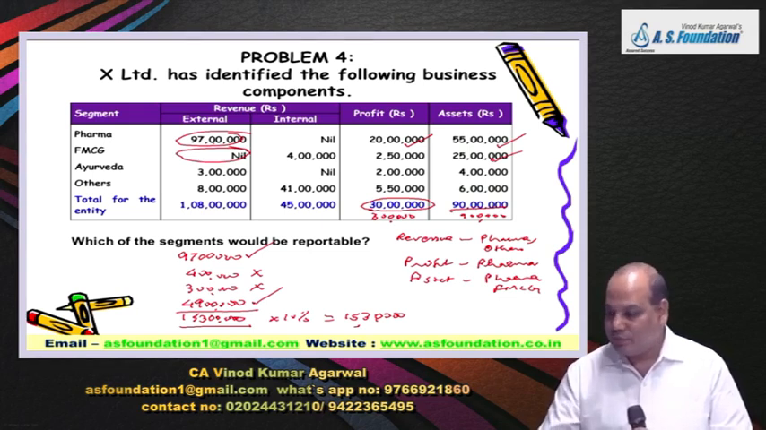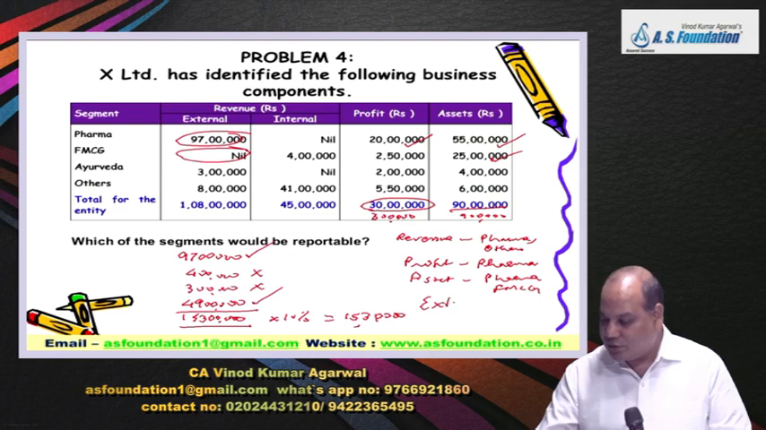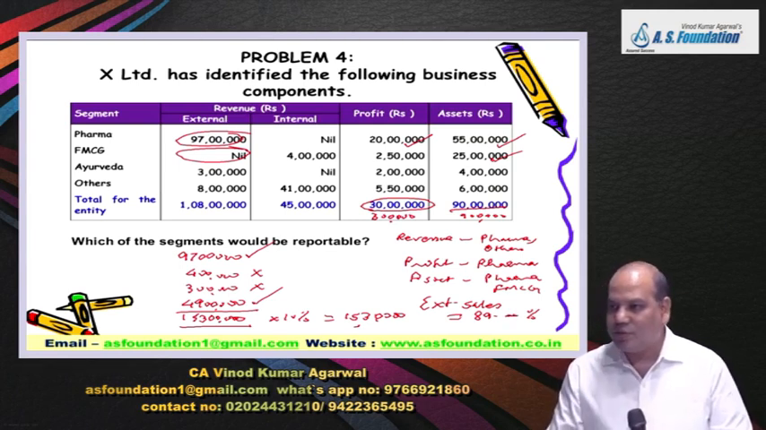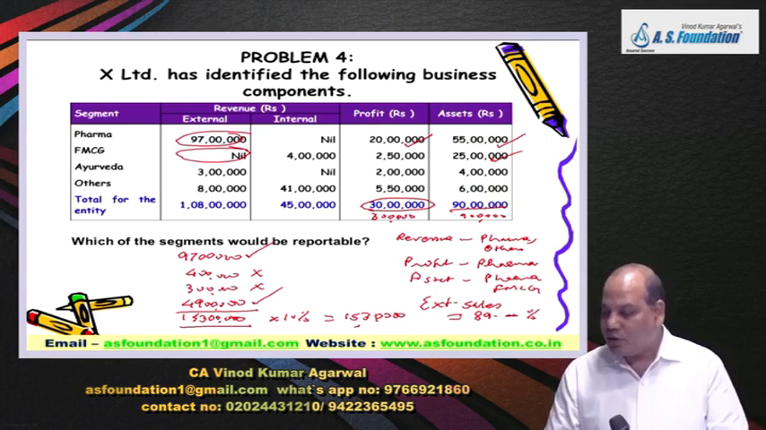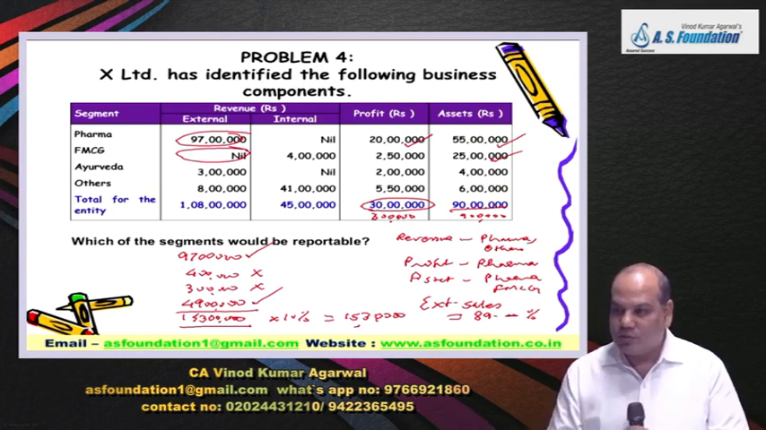How much is that? External sale of pharma and FMCG is 89 point some percentage. We only have to check that it is more than 75. Don't spend time on this, just write down some number. If it is more than 75, 89%. So my reportable segments will be pharma, FMCG, and the third will be others. This Ayurveda also you put into others only.